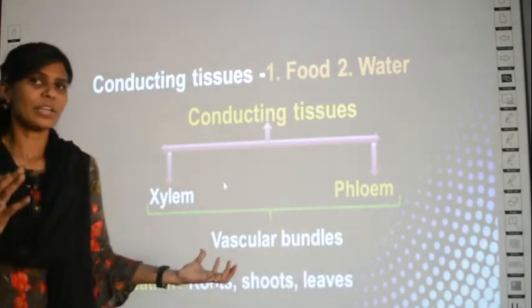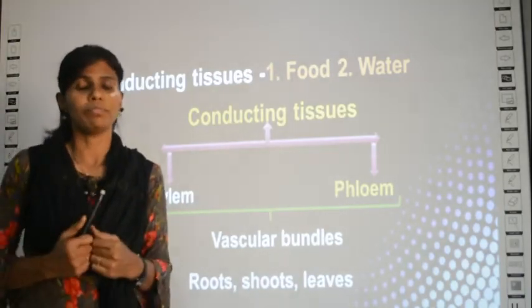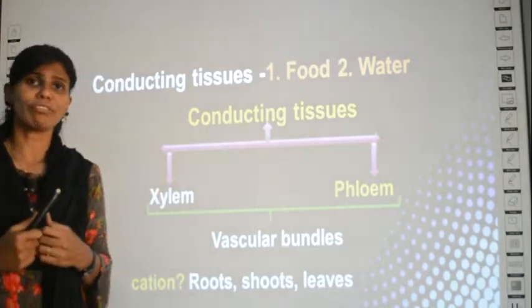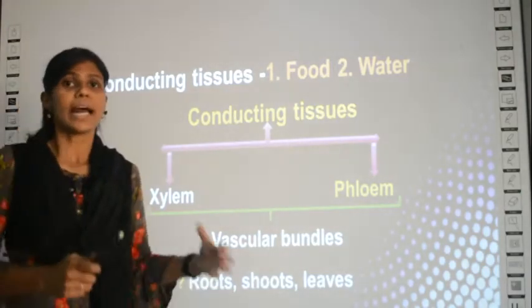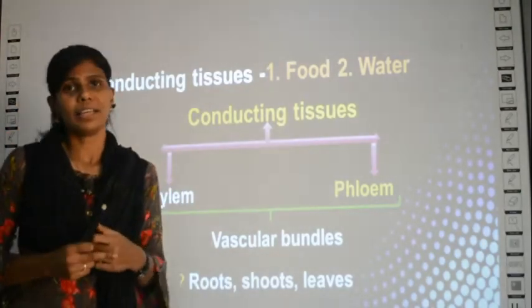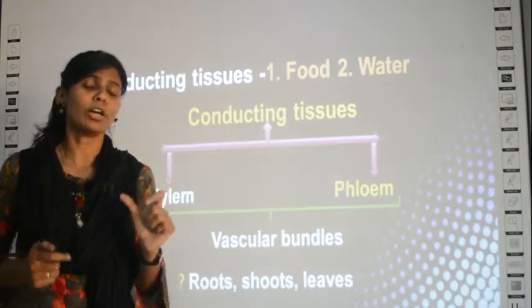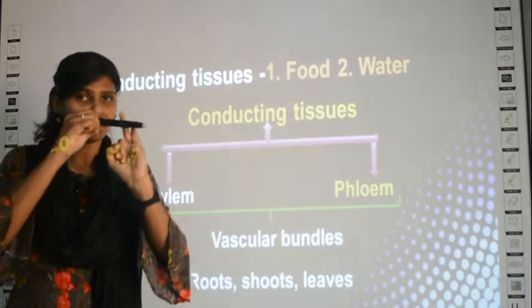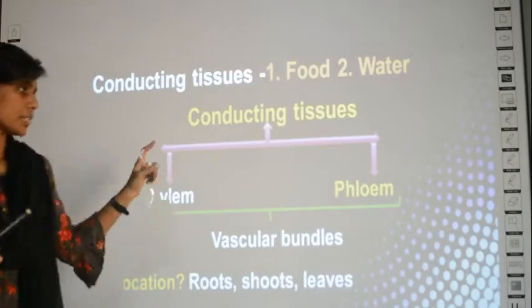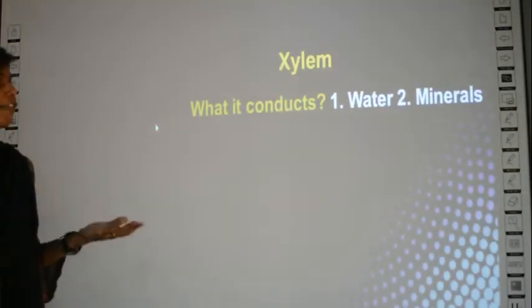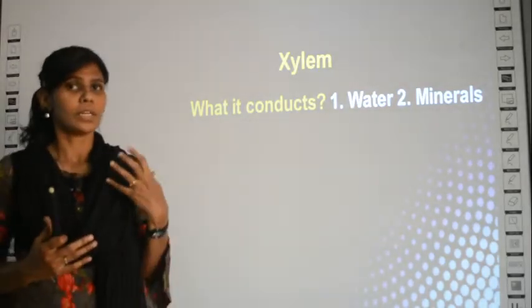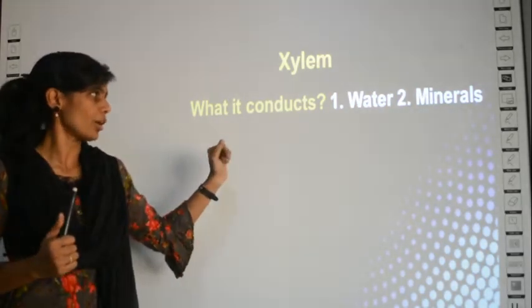Okay, where can you find xylem and phloem? In which places in a plant can you find xylem and phloem? You can find them in the roots, in the shoots, as well as in the leaves. So the location of xylem and phloem is roots, shoots and leaves. Clear? Then we learn the detailed structure of xylem and phloem.